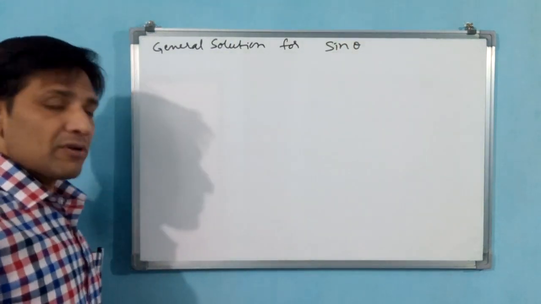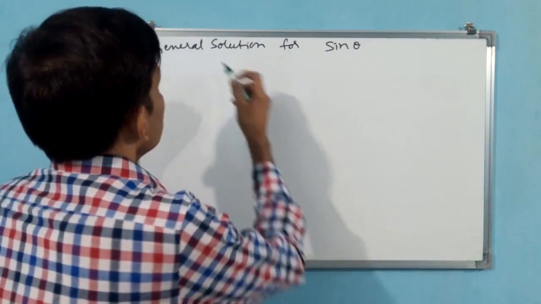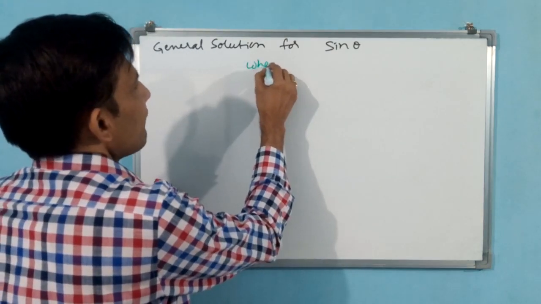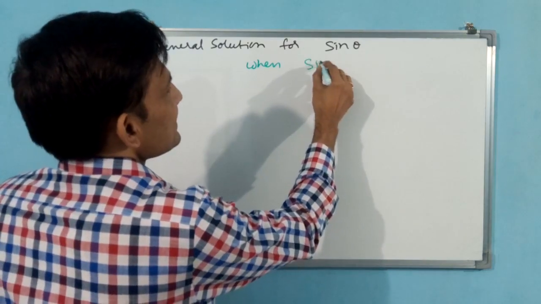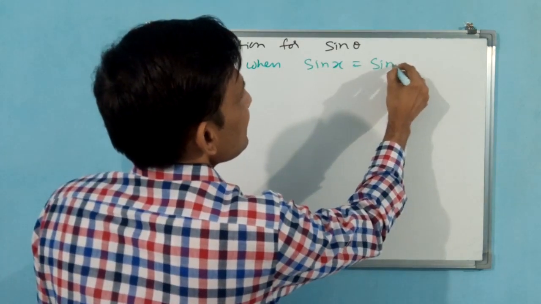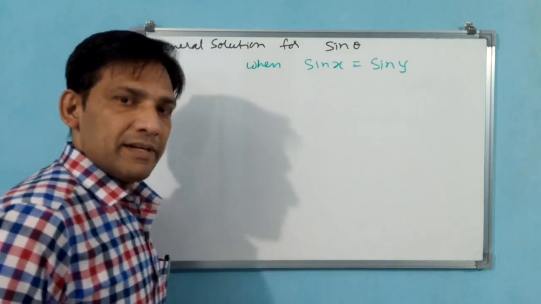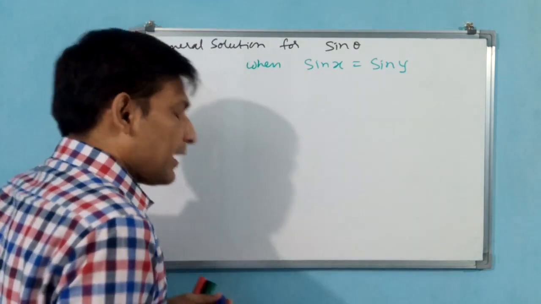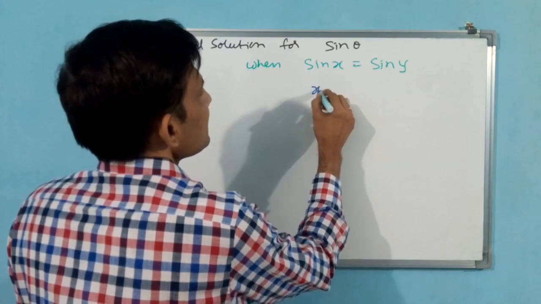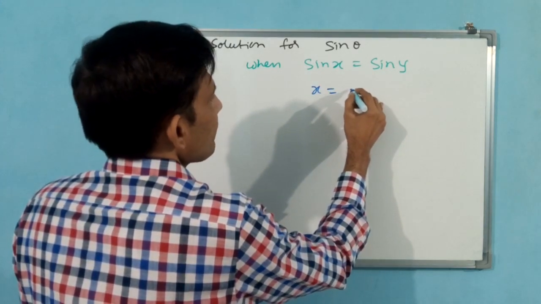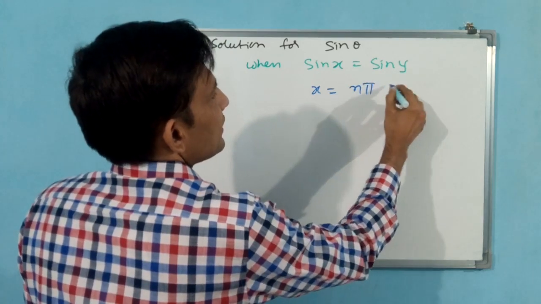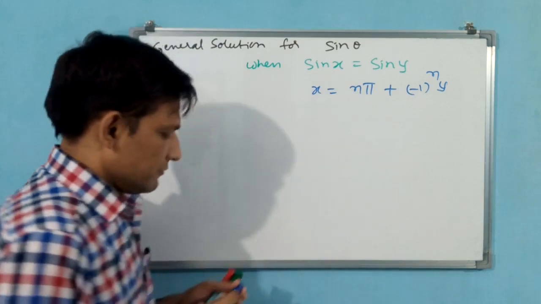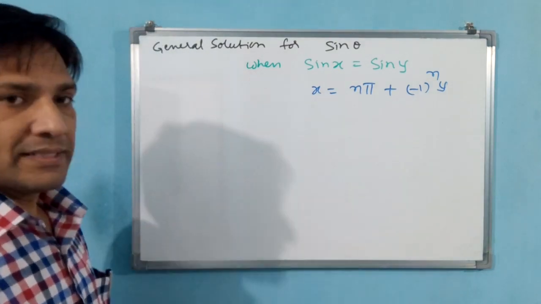Carefully observe how I am writing. General solution for sine theta. Again I am writing when sin x is equal to sin y. This is very important. When sin x is equal to sin y, at the time only x is equal to n pi plus minus 1 whole power n y. Okay. First stop and analyze.